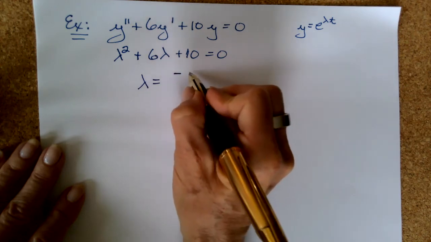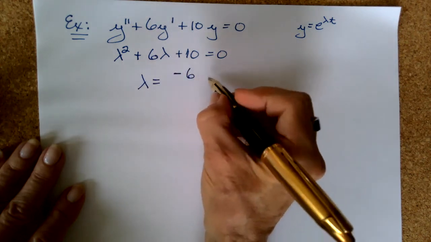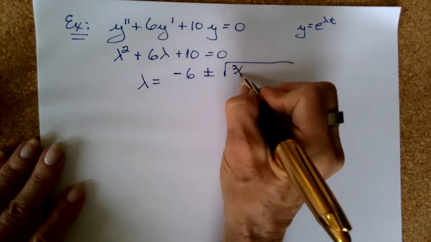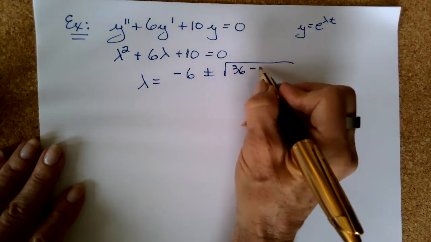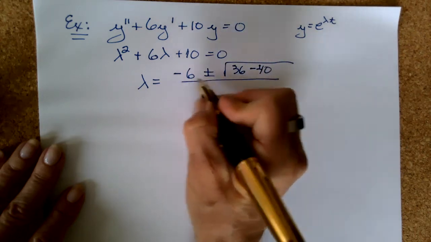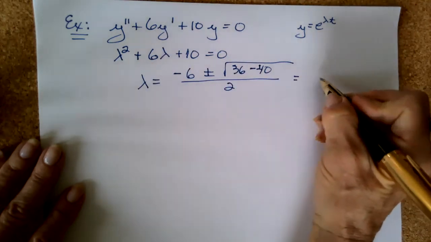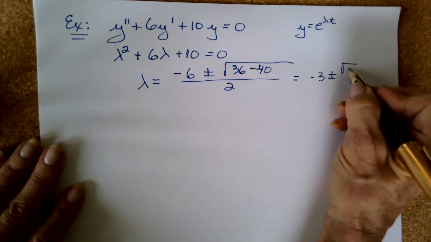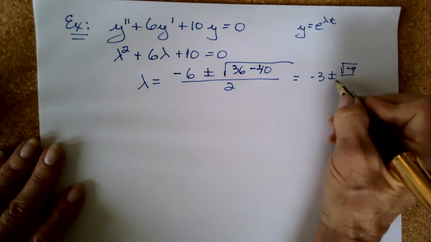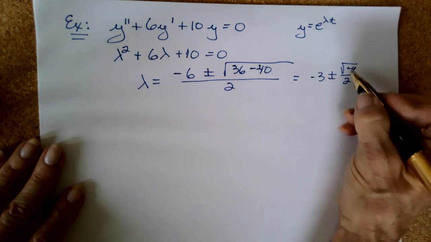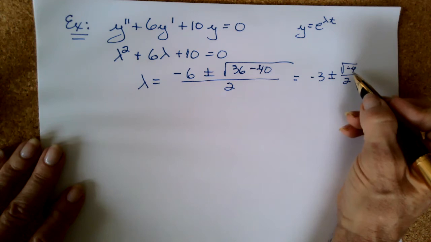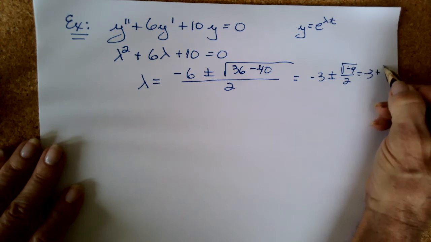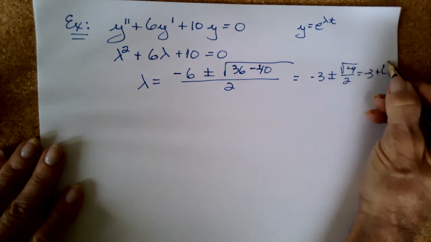So when we do that, I won't try to factor it because I know how this one's going to come out. So this will be minus 6 plus or minus the square root of 36 minus 4 times 10 times 1, so that's minus 40, all over 2 times 1. So that is minus 3 plus or minus the square root of minus 4, jumping ahead, all over 2. And the square root of minus 4, I can write as 2i, and 2i divided by 2 just gives me an i.